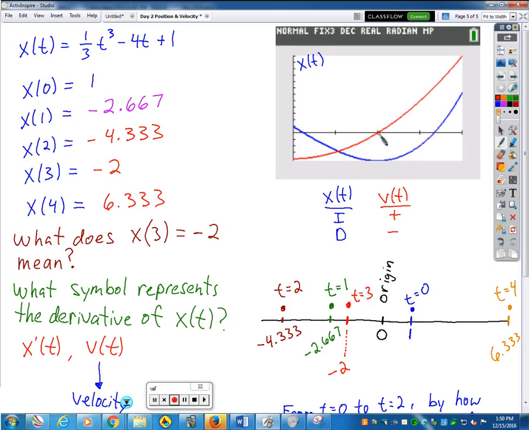Somebody tell me, what does that mean in words? Because we're looking at the red graph, the velocity graph. So what does that mean in words? Looking for someone's help. Please, Kenzie. Perfect. Velocity is 0 at time equal 2. Velocity is 0 at time equal 2.